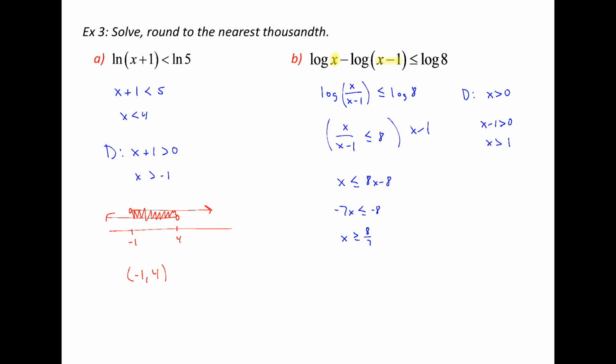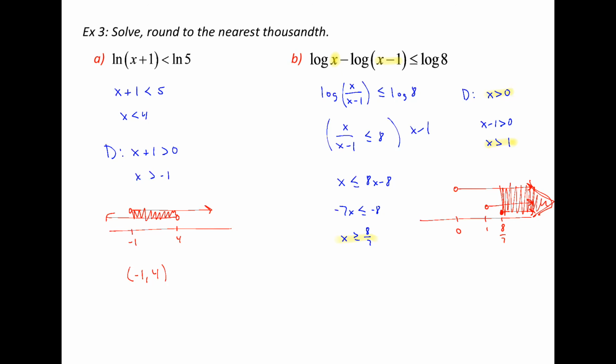So we got to make sure that we're looking at all the domain restrictions and the solution to make sure it satisfies all three of them. So if you want, you can do a number line here, and you have 0, 1, and then 8/7 is a little bit bigger than 1. So what we have is greater than 0, greater than 1. So even though 0.5, like I said, would work for the first one, it won't work for the second one. And then the last one, it must be greater than or equal to 8/7. So it has to satisfy all three of them.